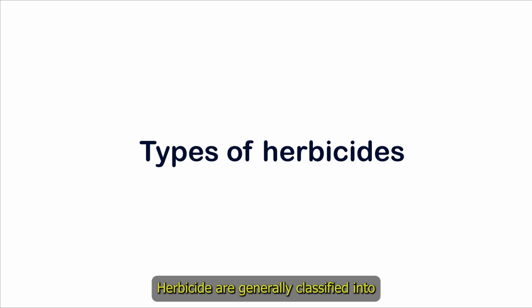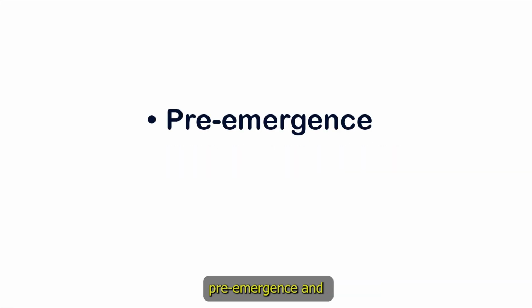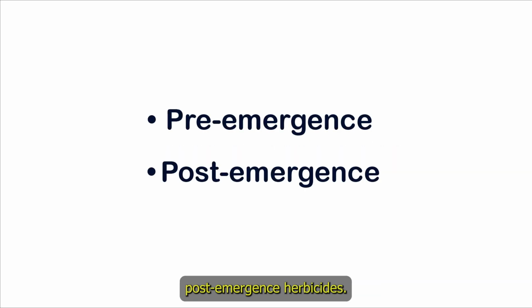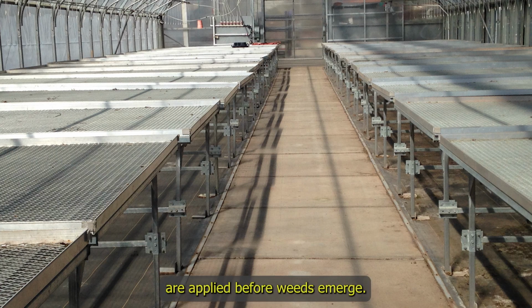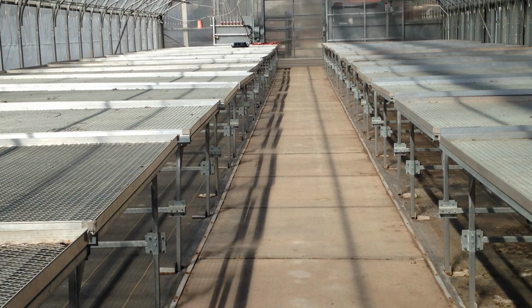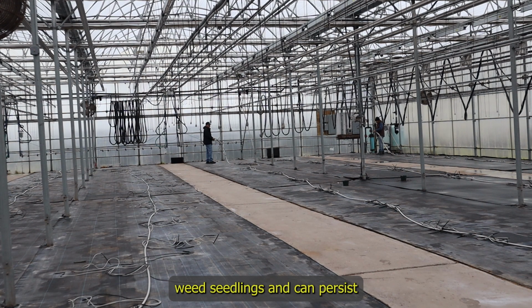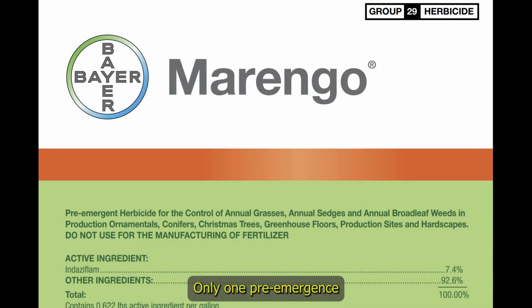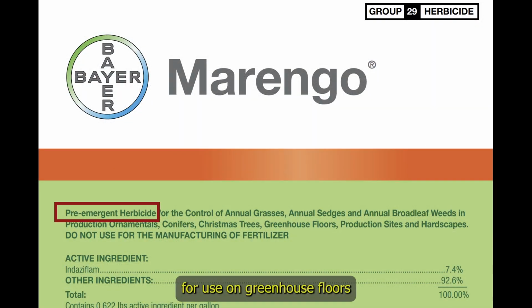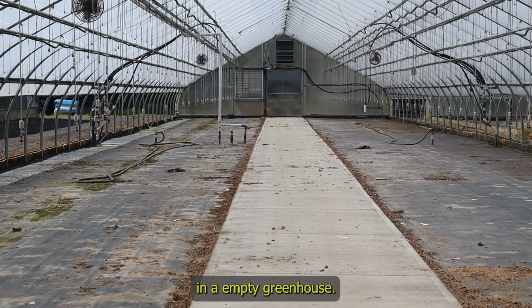Herbicides are generally classified into pre-emergence and post-emergence herbicides. The main difference between them is that pre-emergence herbicides are applied before weeds emerge. They provide residual control of weed seedlings and can persist for many months. Only one pre-emergent herbicide is labeled for use on greenhouse floors in an empty greenhouse.